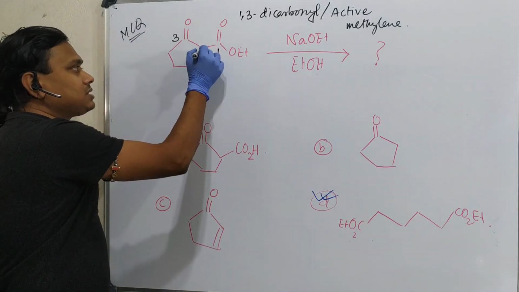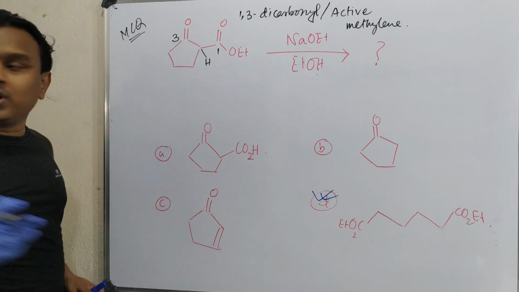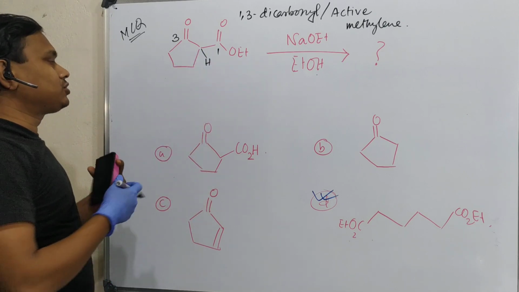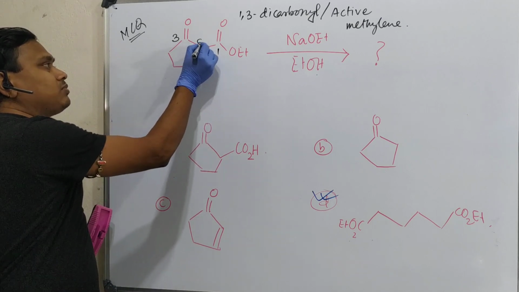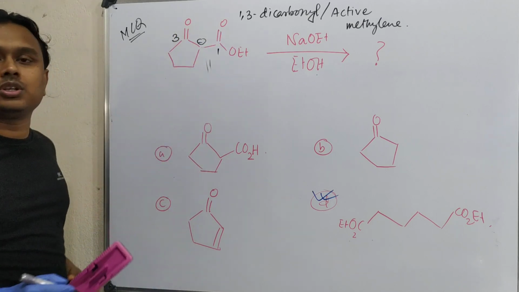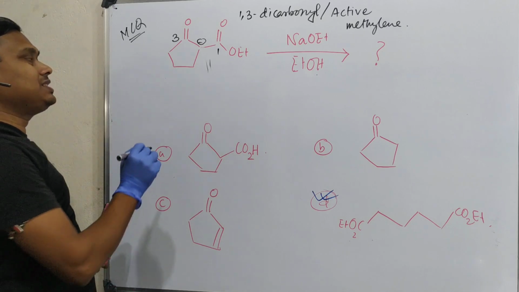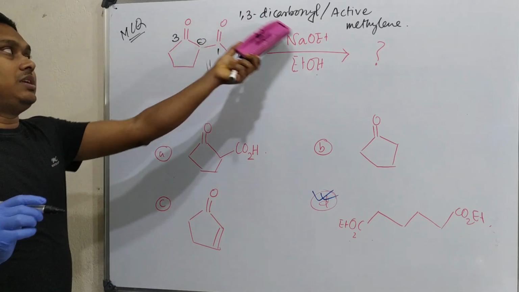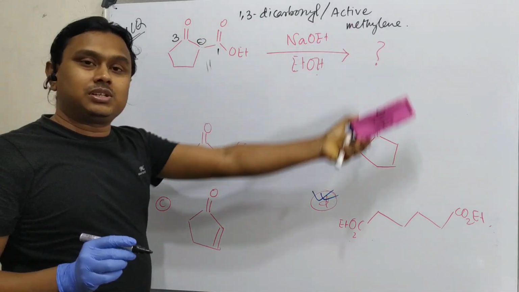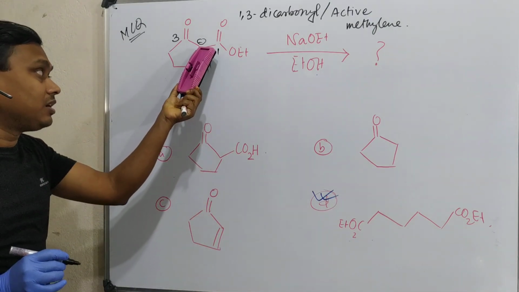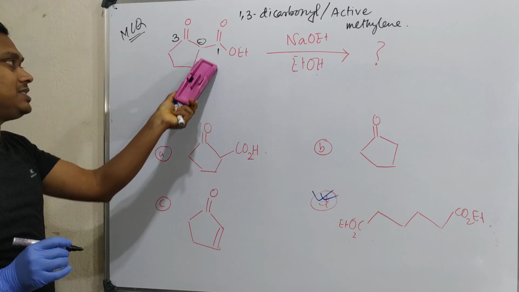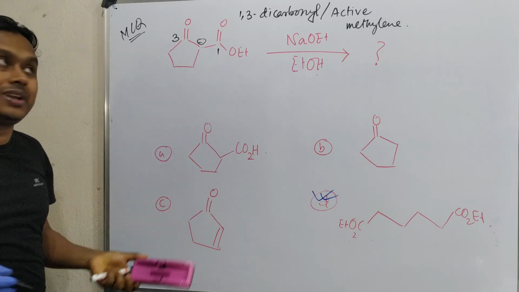Now, why is it considered as active methylene? See, in this case it has a hydrogen, and removal or abstraction of this hydrogen by any base results in a carbanion, which is resonance stabilized due to the presence of two adjacent carbonyl groups. That's why this is a 1,3-dicarbonyl compound, an active methylene compound, and this is significantly acidic. Such kind of alpha hydrogens are significantly acidic compared to simple aldehyde, ketone or ester.